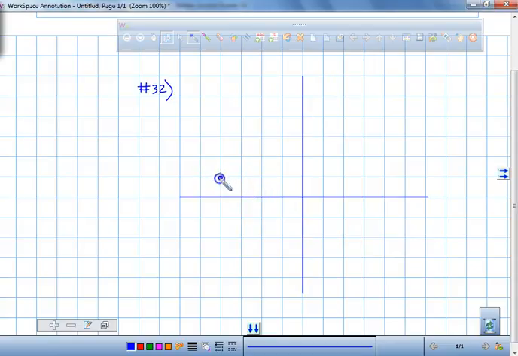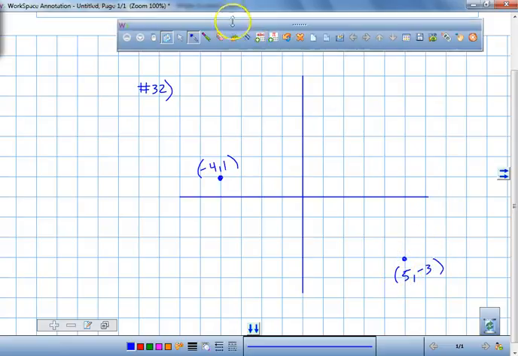Negative 4, 1. So right here, I'm going to write negative 4, 1. Notice I have graph paper right here. You can certainly use graph paper. In the bottom right-hand corner, what is the ordered pair for the rectangle in the bottom right-hand corner of problem number 32? 5 and negative 3. 1, 2, 3, 4, 5, and a negative 3. So we have a 5 and a negative 3.